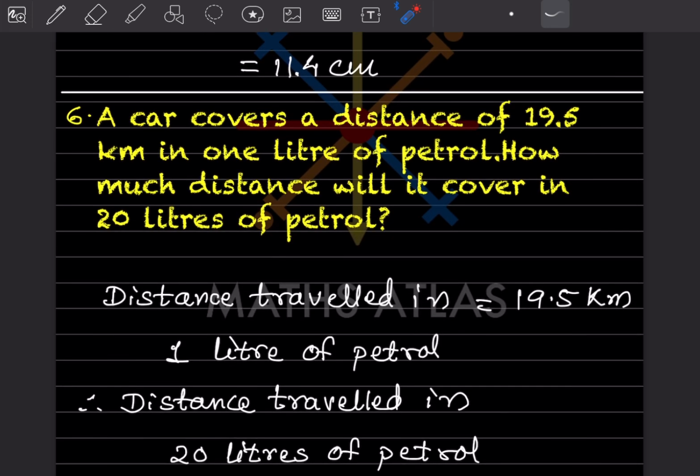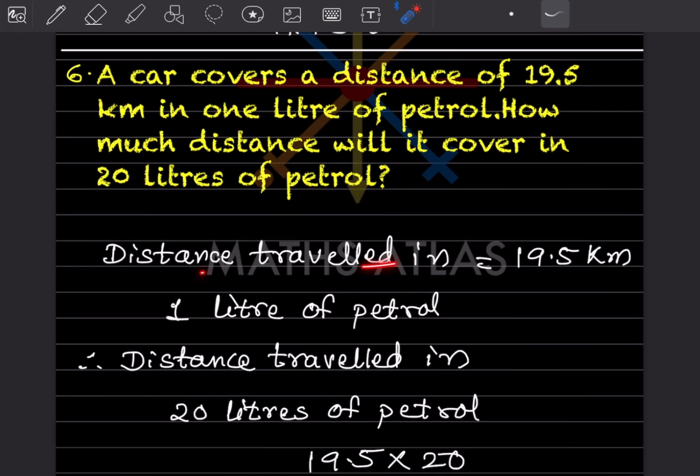A car covers a distance of 19.5 kilometer in 1 liter of petrol. How much distance will it cover in 20 liters of petrol? So this is a word problem. So we have to write this way. Distance traveling 1 liter of petrol, that is 19.5 kilometers. So distance traveling 20 liters of petrol. So below this liters, there should be liters. So when this is so, we don't know how much is that.